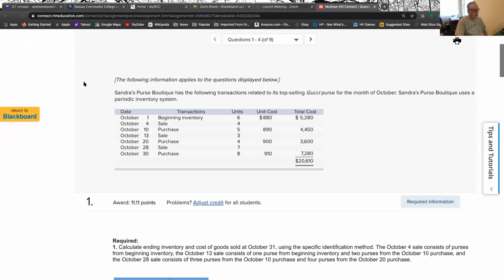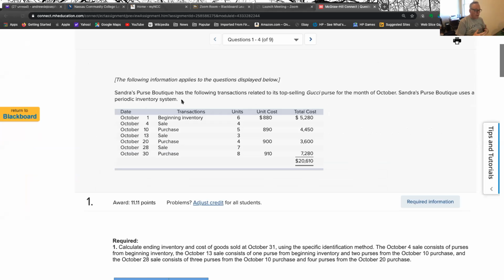So let's take a look at the problem, and then we'll go through the book and what they want you to do. Now look what they present to you. They tell you this company, Sandra's Purse Boutique, had the following transactions related to one of its purses, a Gucci purse, for the month of October, and they use the periodic inventory system.